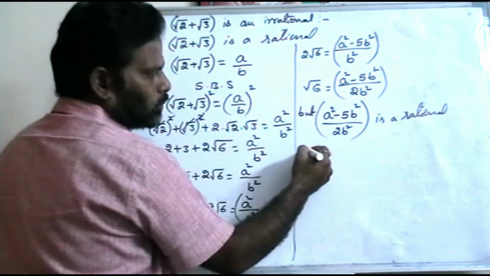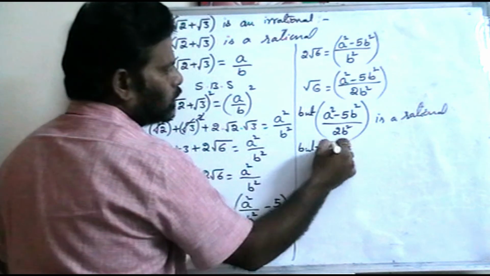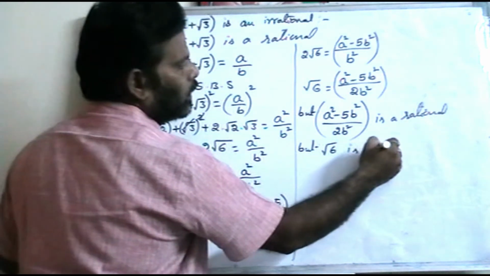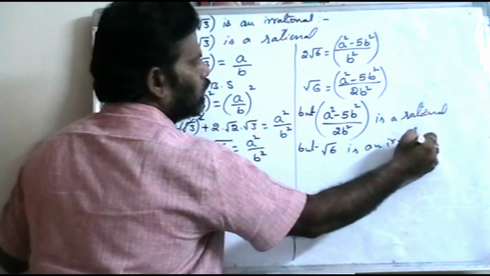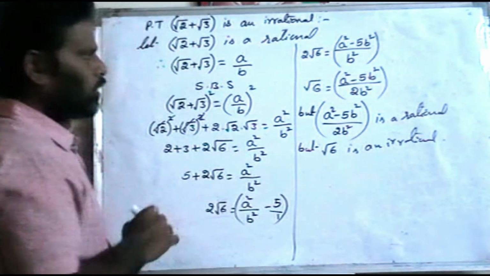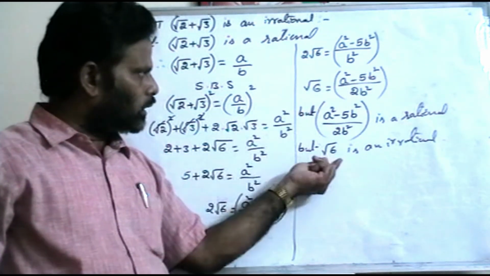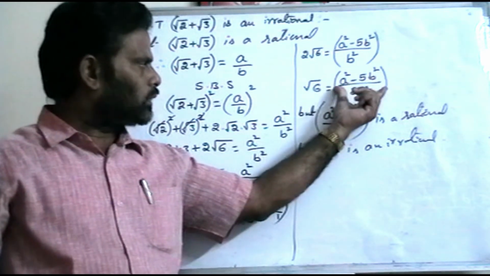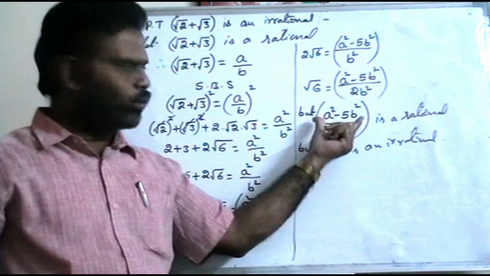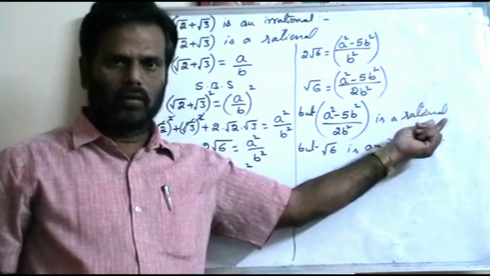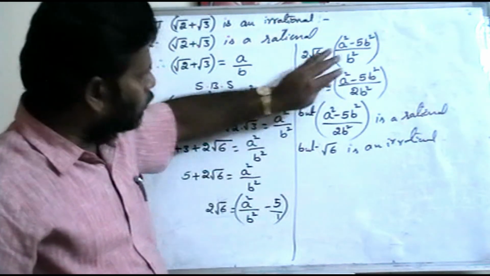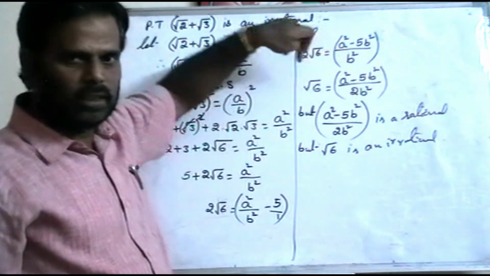But root 6 is an irrational. That means here root 6 is irrational. Right side part, RHS, (a square minus 5b square) by 2b square is a rational. So here it is irrational, it is rational. That means it is a contradiction.